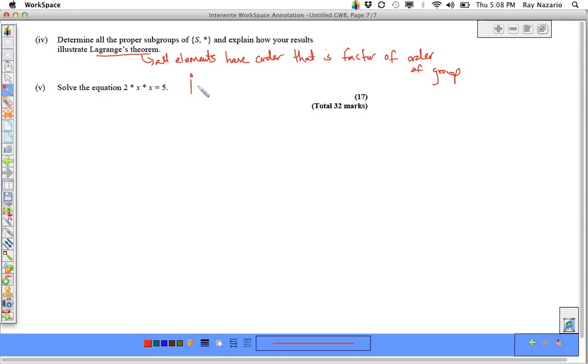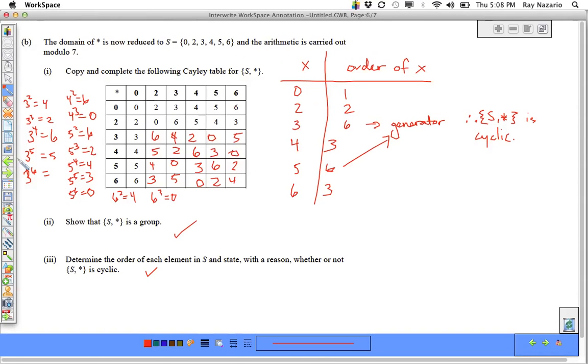We know for a fact that the identity has to be in all of these groups. I could throw in 2, and so that would be a subgroup, 0, 2. It'd be this little part of the Cayley table. The theorem of Lagrange supports that because both of these would be factors of the number of elements in the group.